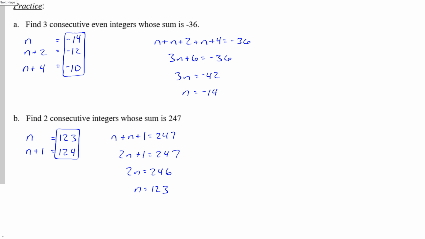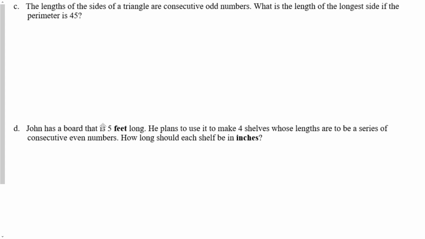We can use this same idea of consecutive integers, but write questions that are a little bit more on the next level from these just kind of more simplistic problems. The length of the sides of a triangle are consecutive odd numbers. What is the length of the longest side if the perimeter is 45? Well, we have to think about this.